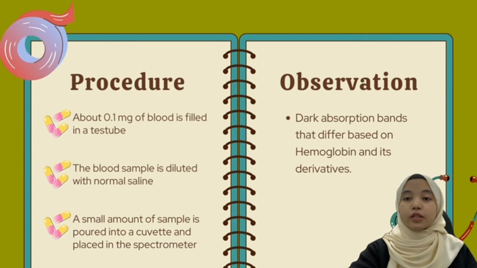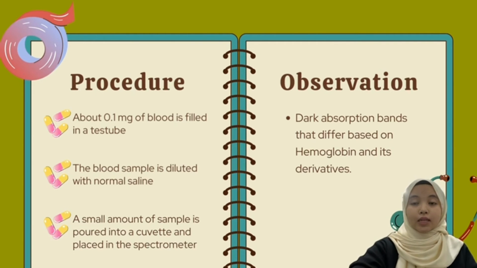The simple procedure of this method starts with filling 0.1 mg of blood sample in a test tube, and the sample will be diluted with normal saline. Then pour a small amount of the sample into a cuvette before placing it into the spectrometer. What to observe in this examination are the dark absorption bands that differ based on hemoglobin and its derivatives.